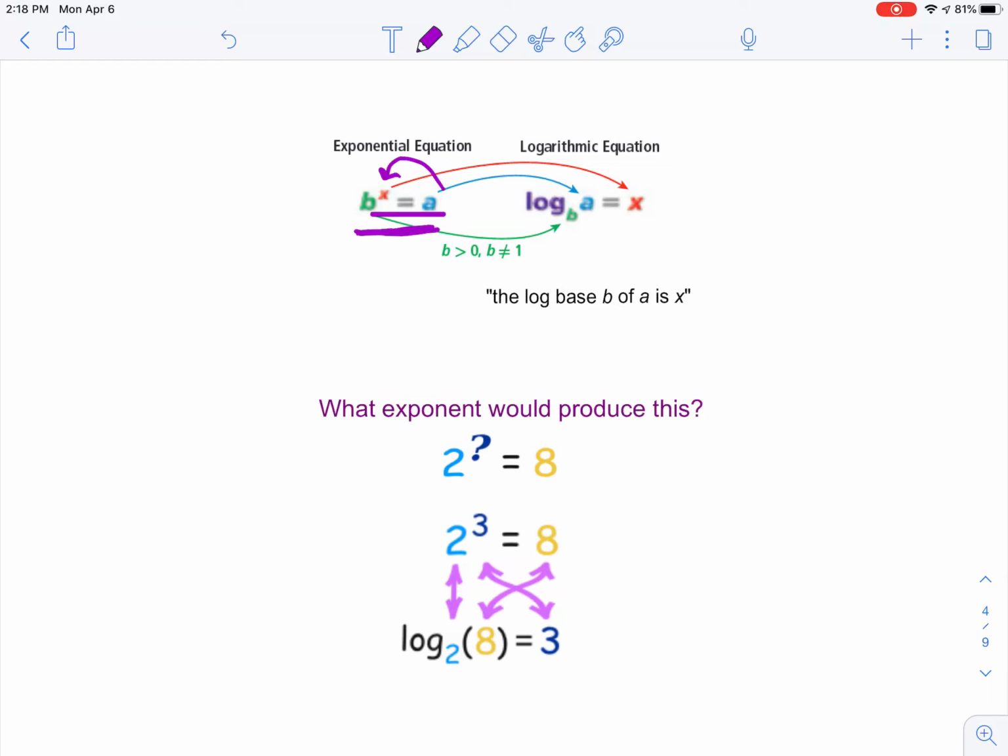So what exponent should produce the next? So we're going to find some of these values. So 2 to what exponent equals 8? Well, 2 times 2 times 2 equals 8. So your exponent would become a 3. So your base is 2, log base 2 of 8 equals 3. And that's how we would write that as a logarithm. So let's do a little bit more practice.